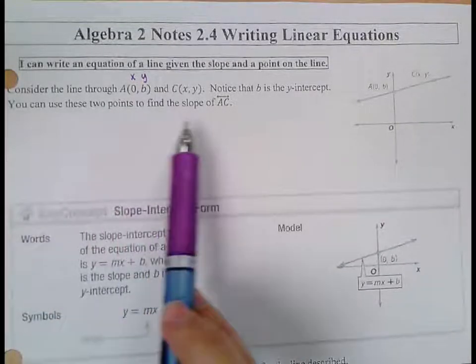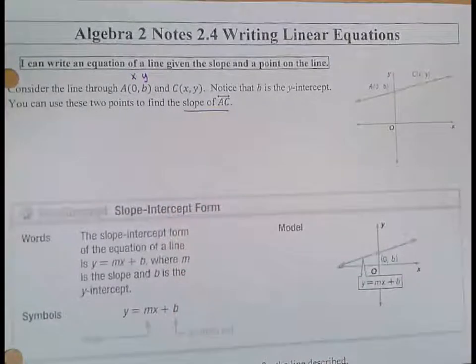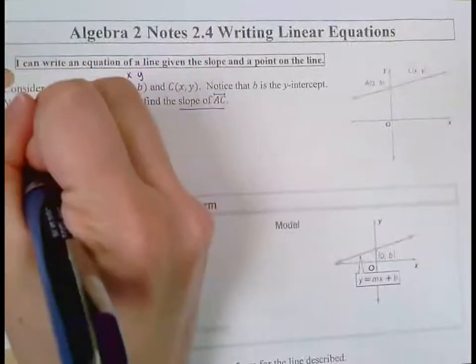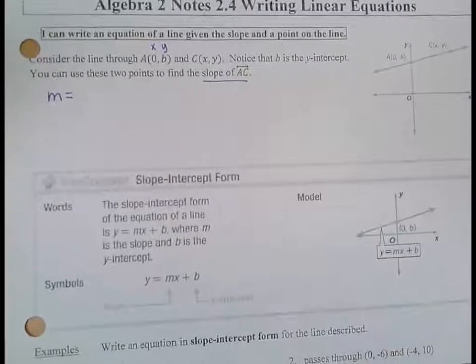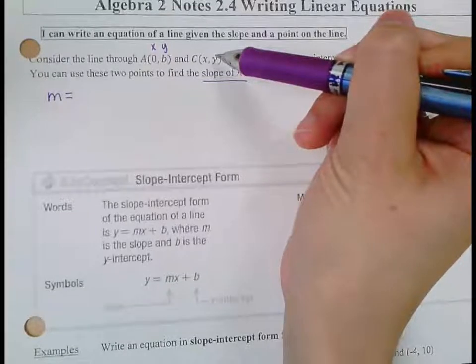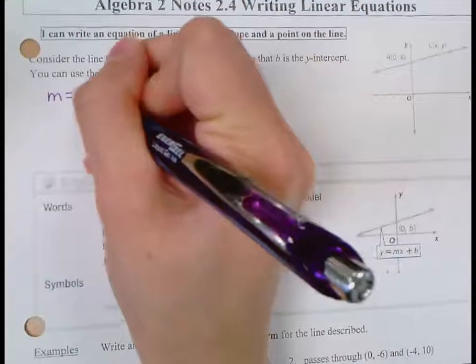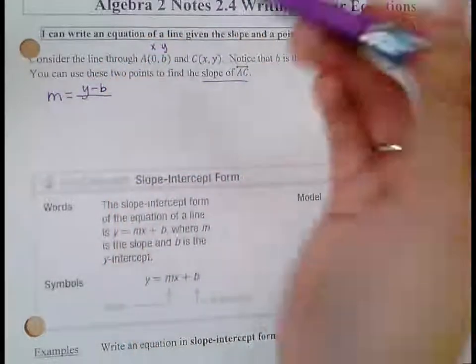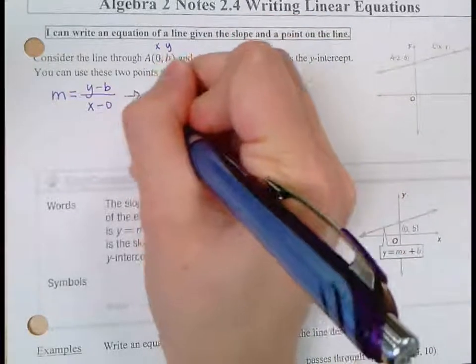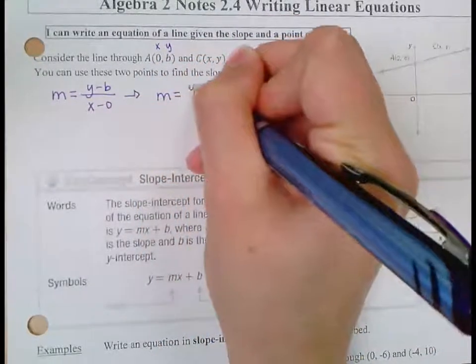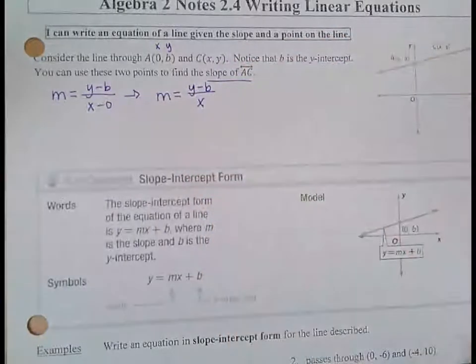So we can use these 2 points to find the slope of the line through A and C. So using the slope formula and these 2 points, if I were to find the slope between those 2 points, change in y over change in x, on top I would have for change in y, y minus b. And on the bottom for change in x, I would have x minus 0. And then I'm going to rewrite that because I know in the denominator x minus 0 is just x. So m is equal to y minus b, all divided by x.